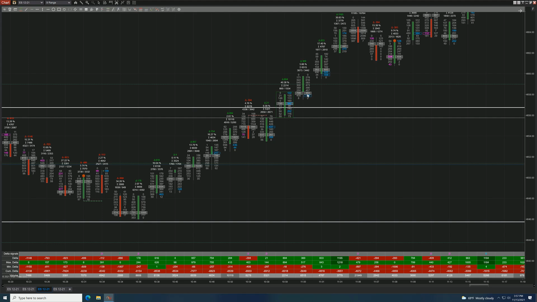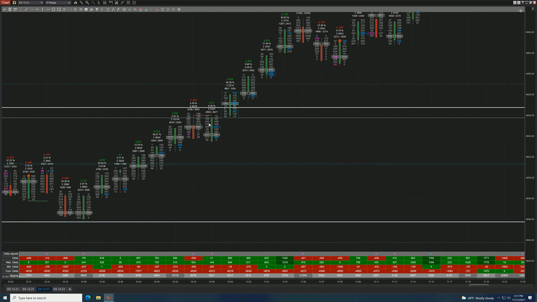All right, and then we get another imbalance here, another double imbalance here, double imbalance here. So as the market is moving higher here, it's very clear that the buyers are the aggressors. Additionally, if you look down below at the delta, it's going from green to the darkest green here, that's the pivot high.